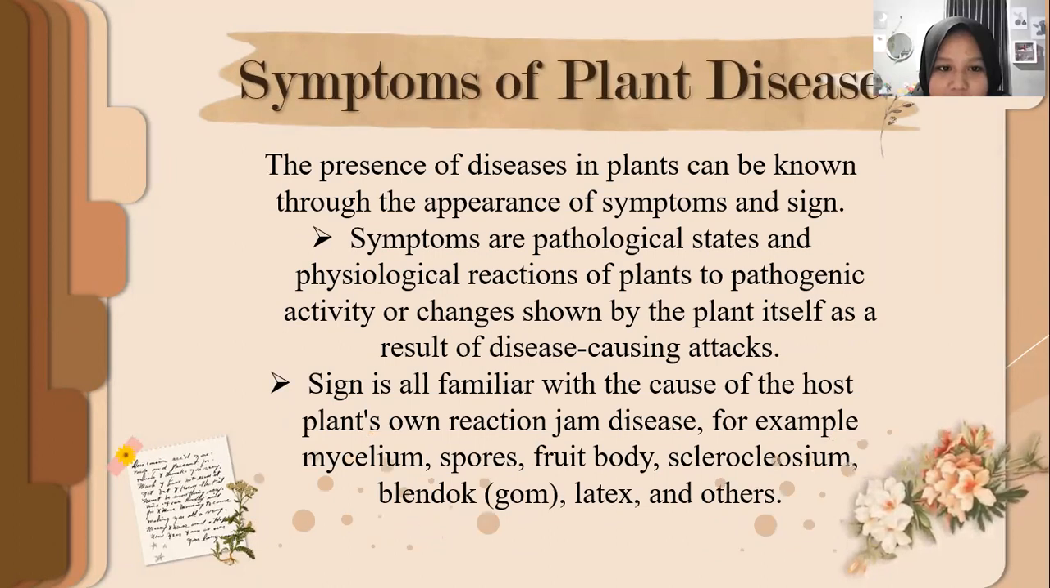Symptoms of plant disease. The presence of disease in a plant can be known through the appearance of symptoms and signs. Symptoms are the pathological state and physiological reaction of the plant to pathogenic activity, or change shown by the plant itself as a result of disease-causing attacks. Signs are all things visible that are the cause of the host plant's reaction to disease, for example mycelium, spores, fruit body, sclerotium, slime or gum, latex, and others.